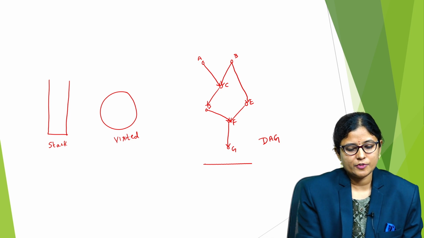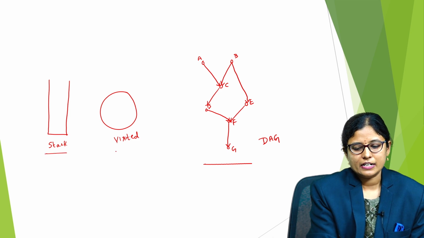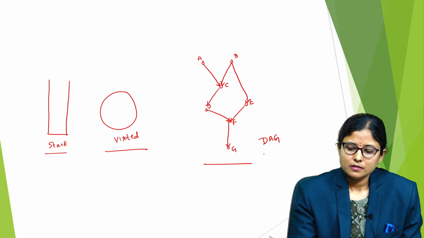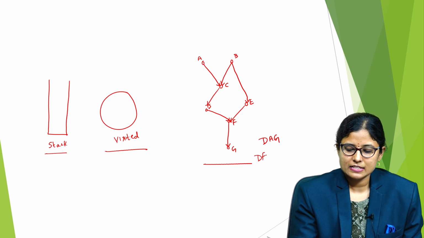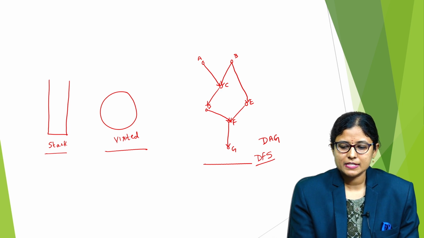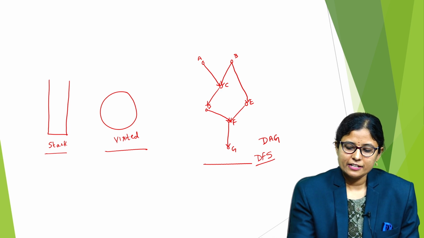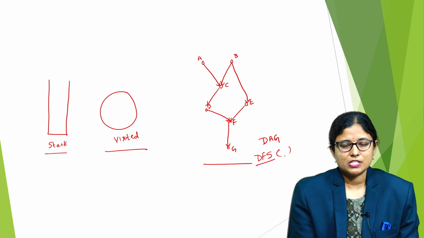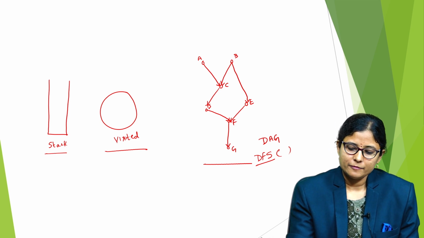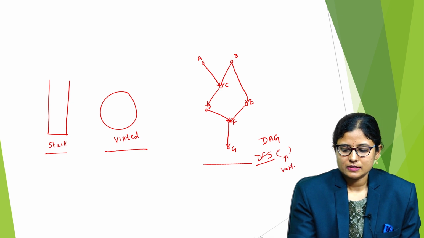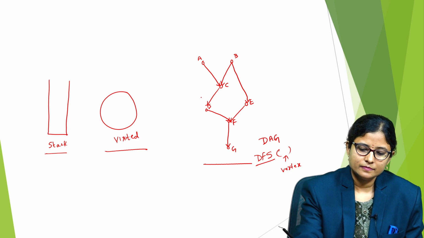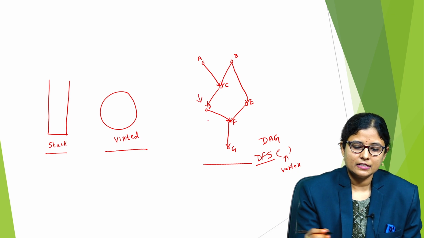According to the algorithm, we are creating one stack and a visited array. So according to DFS, depth first search, what the algorithm says, we have to call the DFS function. First step is we have to call the DFS function with the vertex as a parameter. Now for example, I am taking the vertex D. I am starting from vertex D.